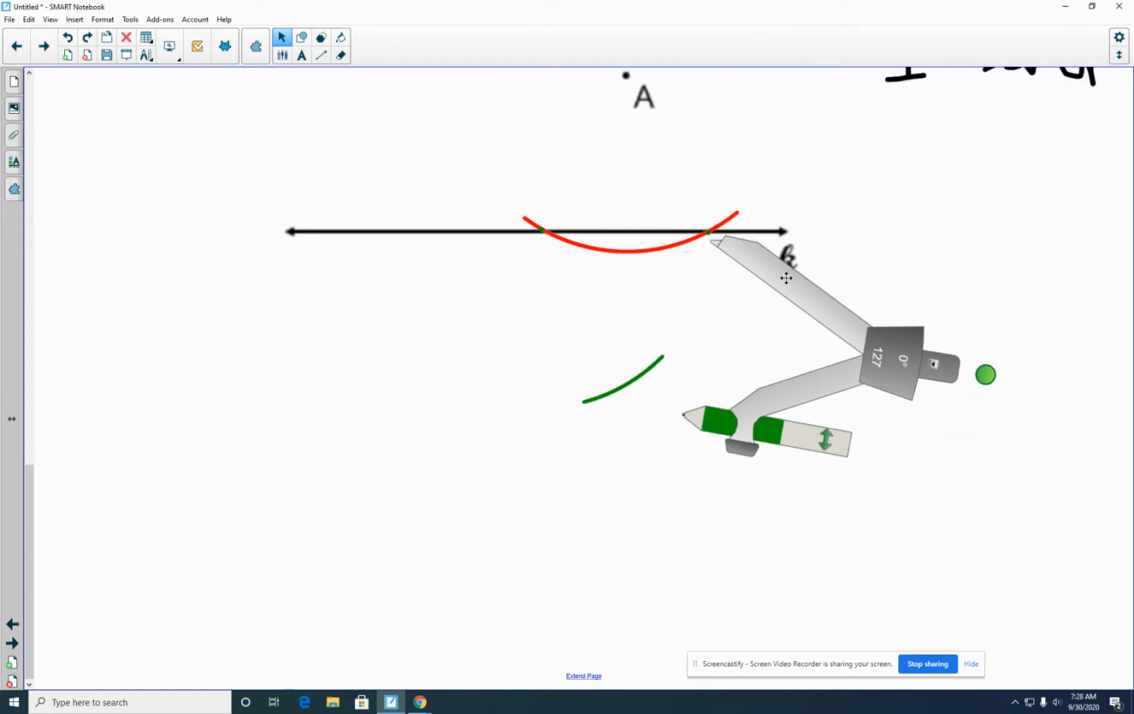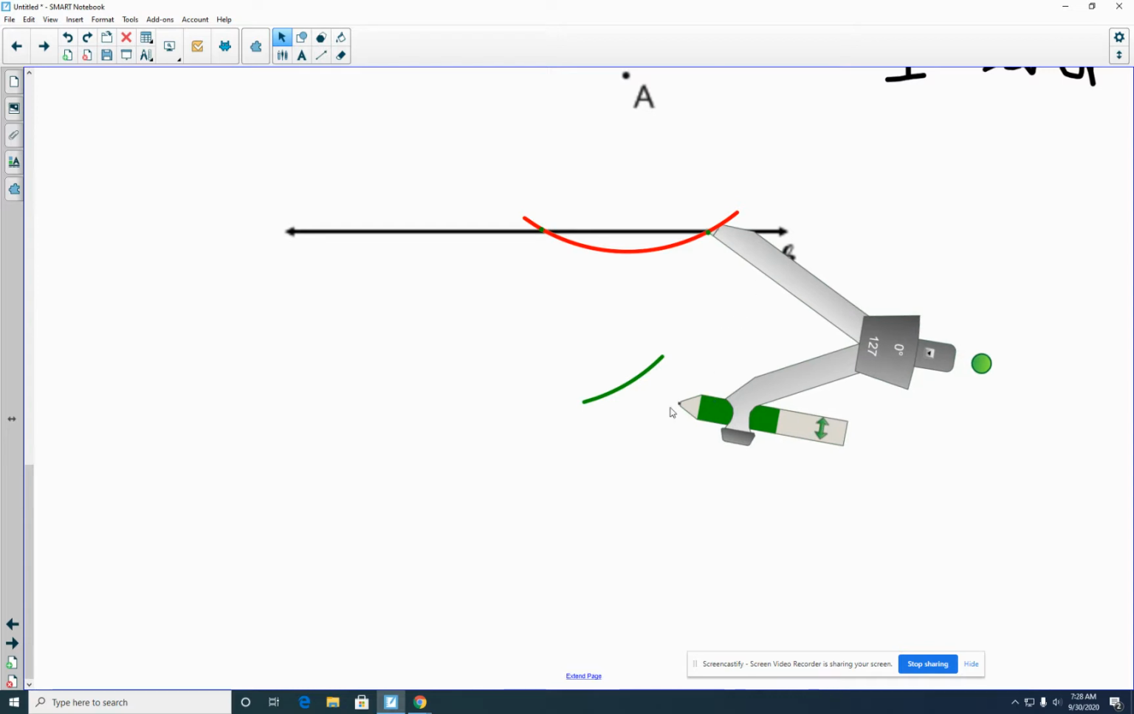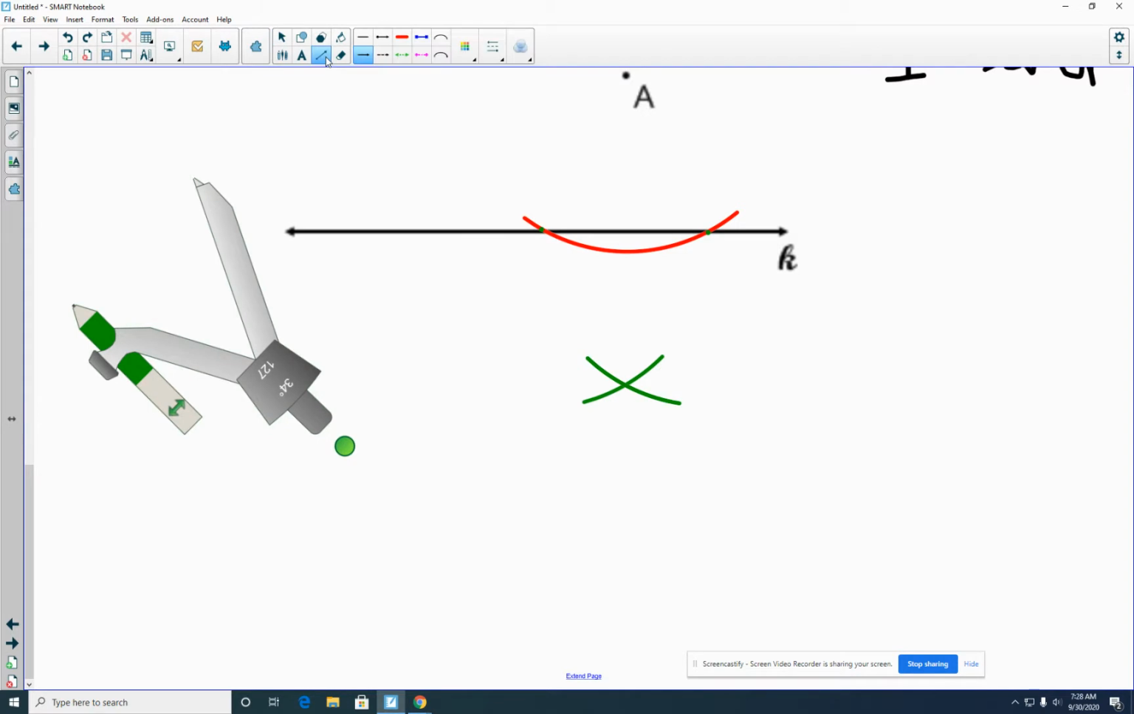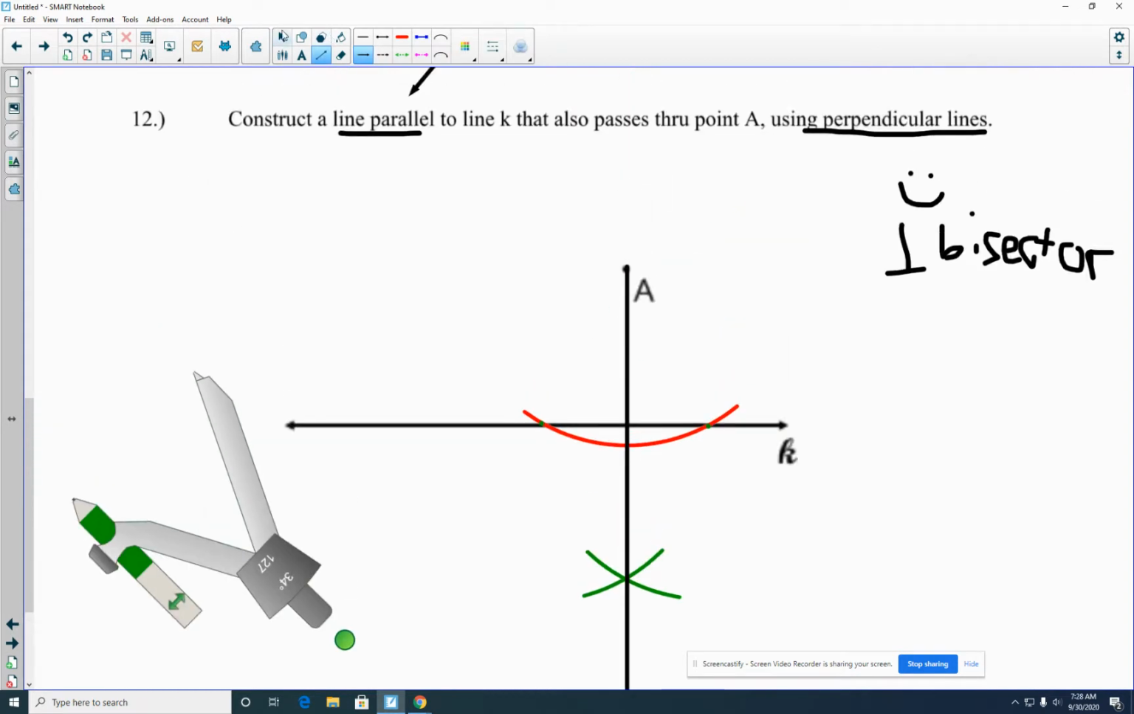and let's go here. Now take my straight edge, and I go through the arc, and you want to make sure you actually go through point A. So now these lines are perpendicular. Okay, so a little right angle here.